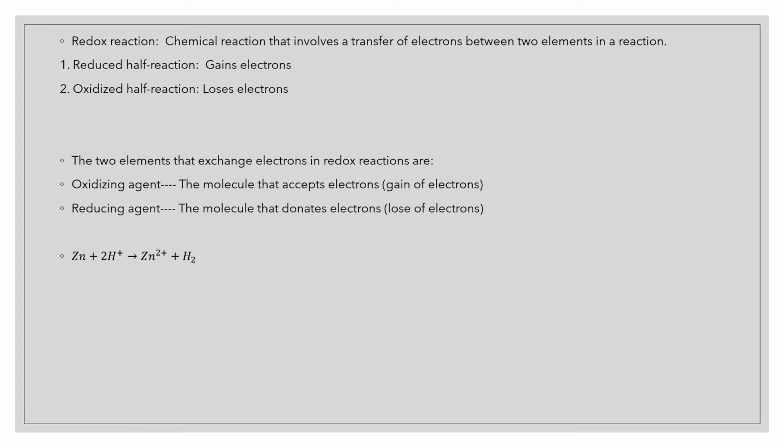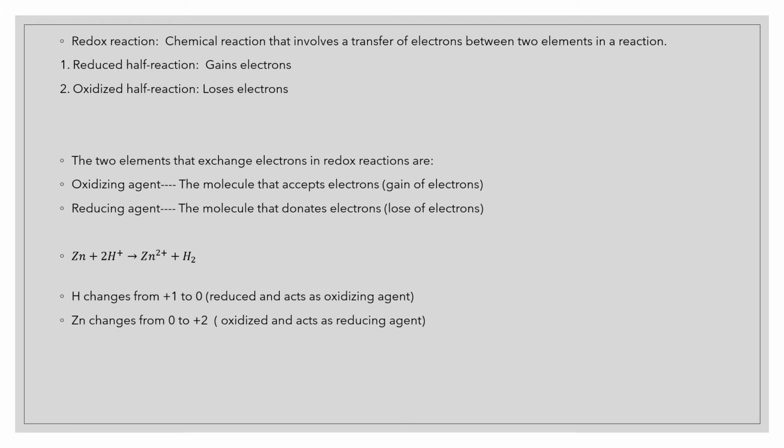So for example, here we have zinc and hydrogen. They react together and produce zinc ions and hydrogen. In this case, hydrogen changes from +1 to 0. The charge changes from +1 to 0. So we can say that hydrogen is reduced, as the charge is reduced from +1 to 0, and hydrogen is an oxidizing agent. On the other hand, zinc changes from 0 to +2. So the charge in zinc increases. We can say that it is oxidized and it acts as a reducing agent.